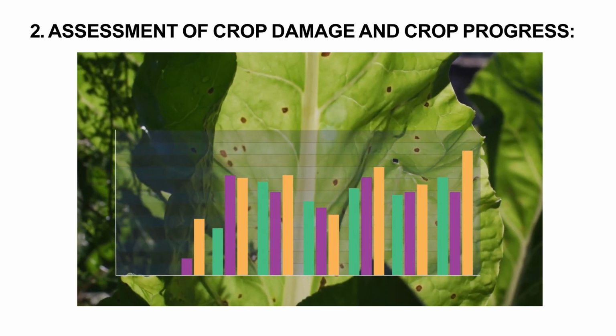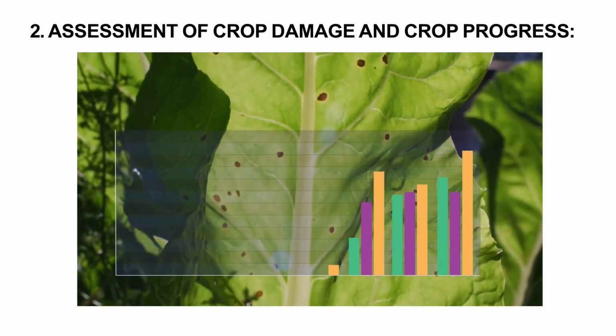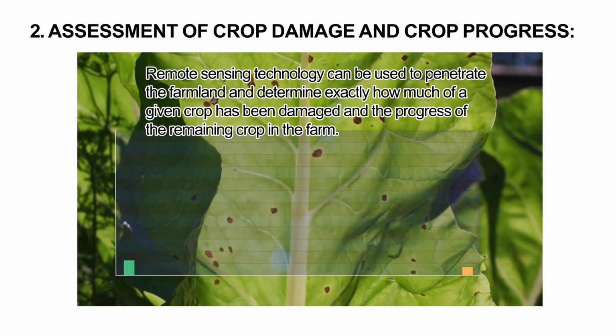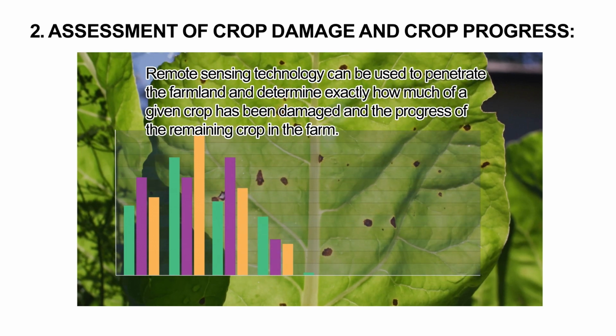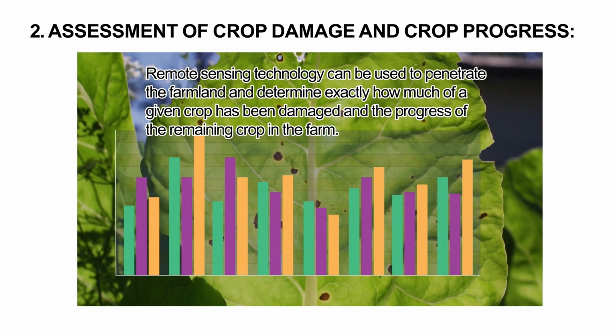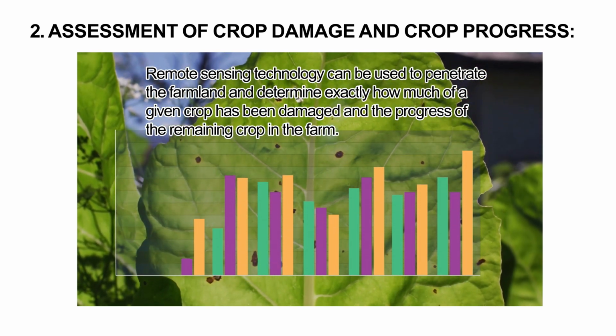Second, assessment of crop damage and crop progress. In the event of crop damage or crop progress, remote sensing technology can be used to penetrate the farmland and determine exactly how much of a given crop has been damaged and the progress of the remaining crop in the farm.